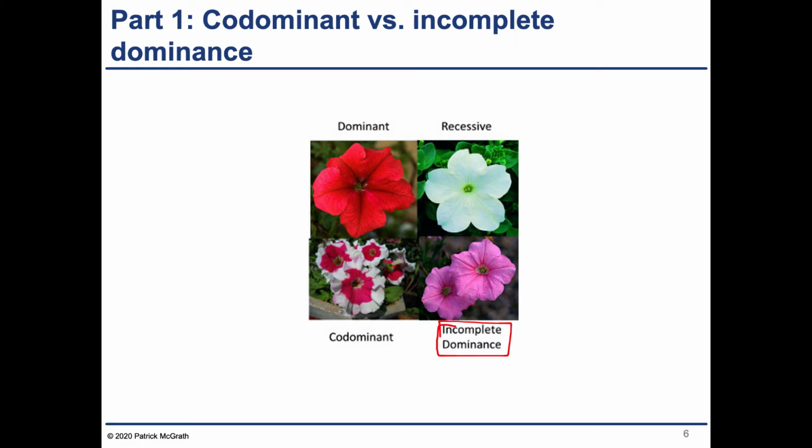And then there are also situations where you see both of the parental phenotypes. So we see both the red color and the white color. And that is what we would call codominant. So this is just an example of how you can have different types of allelic interactions than you might think.